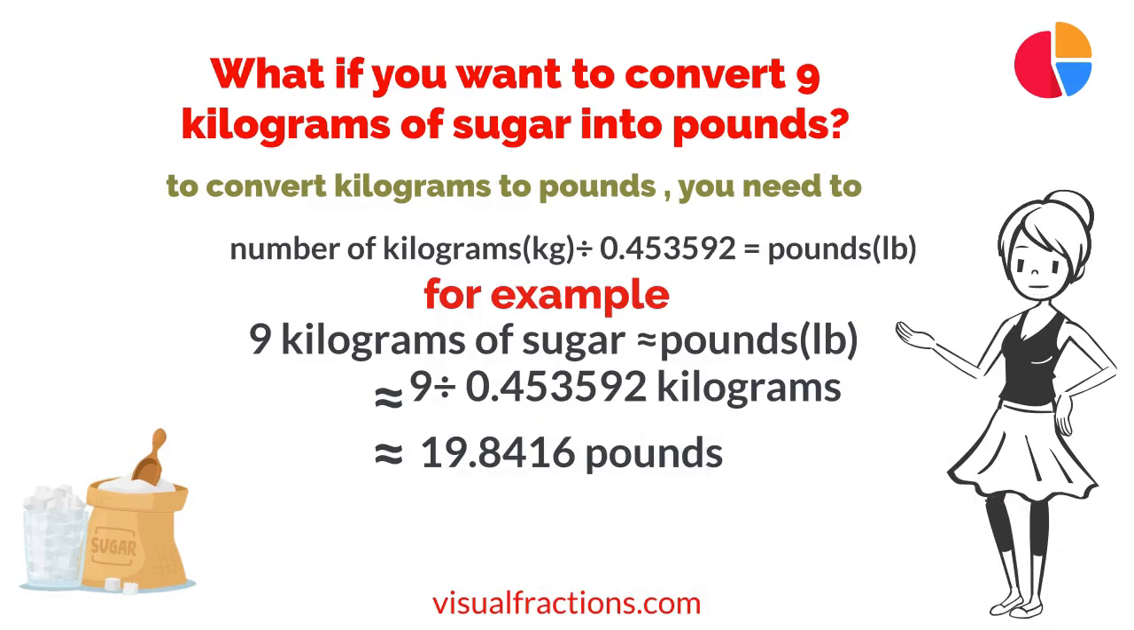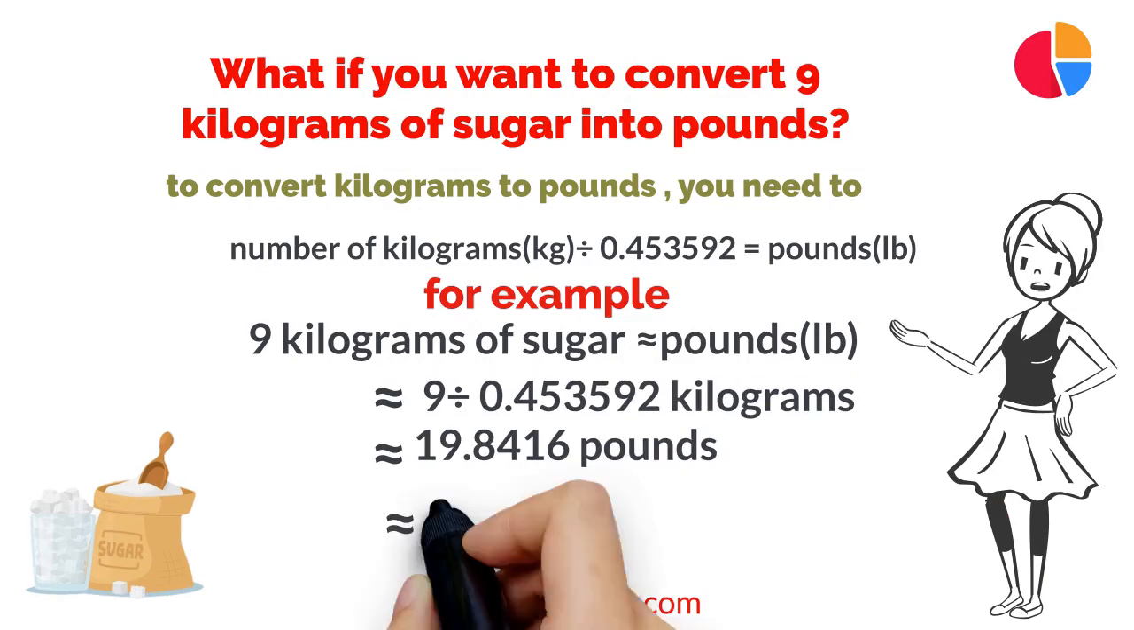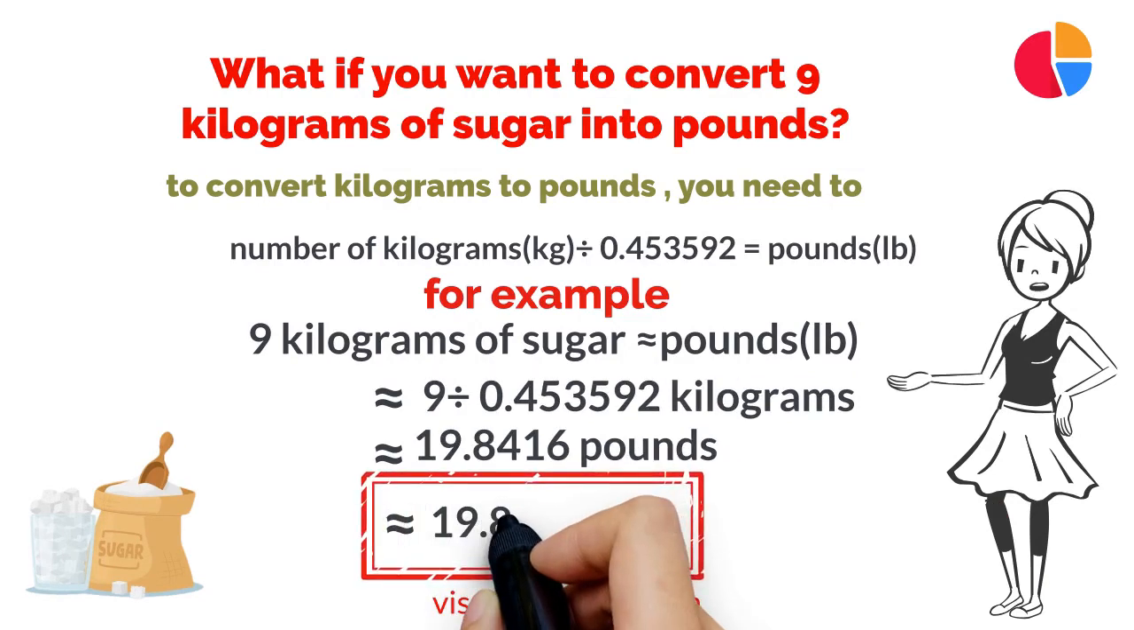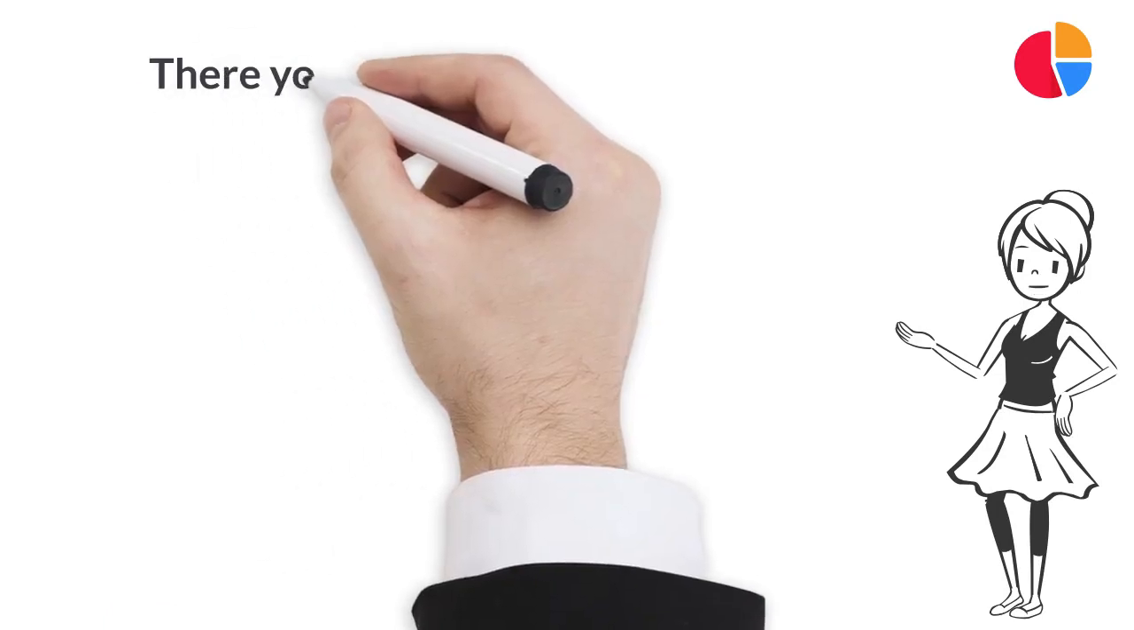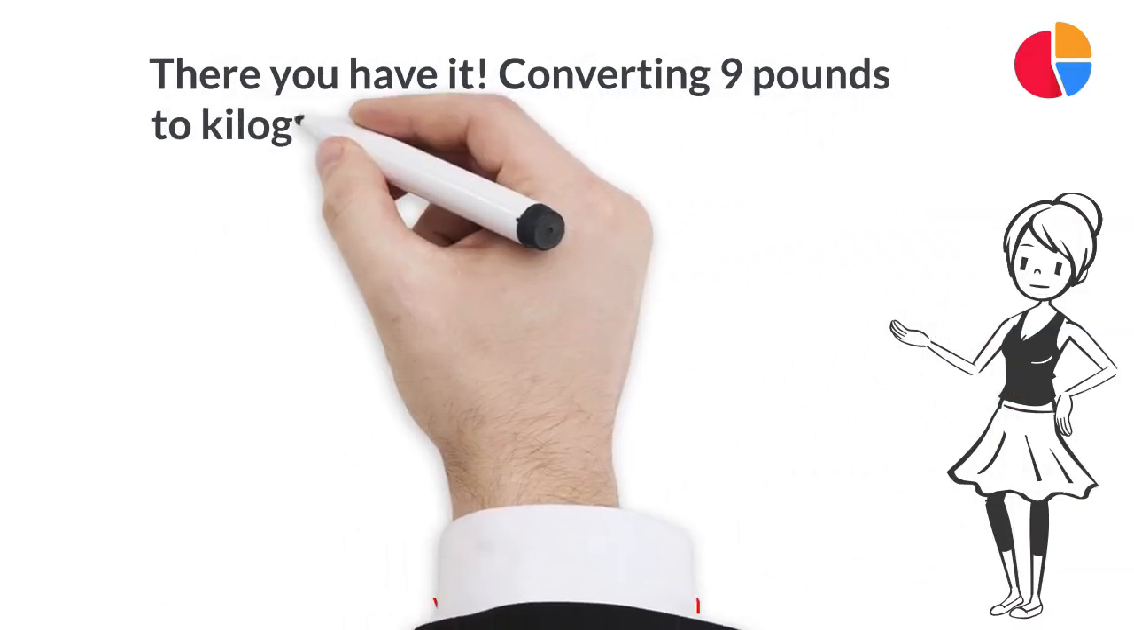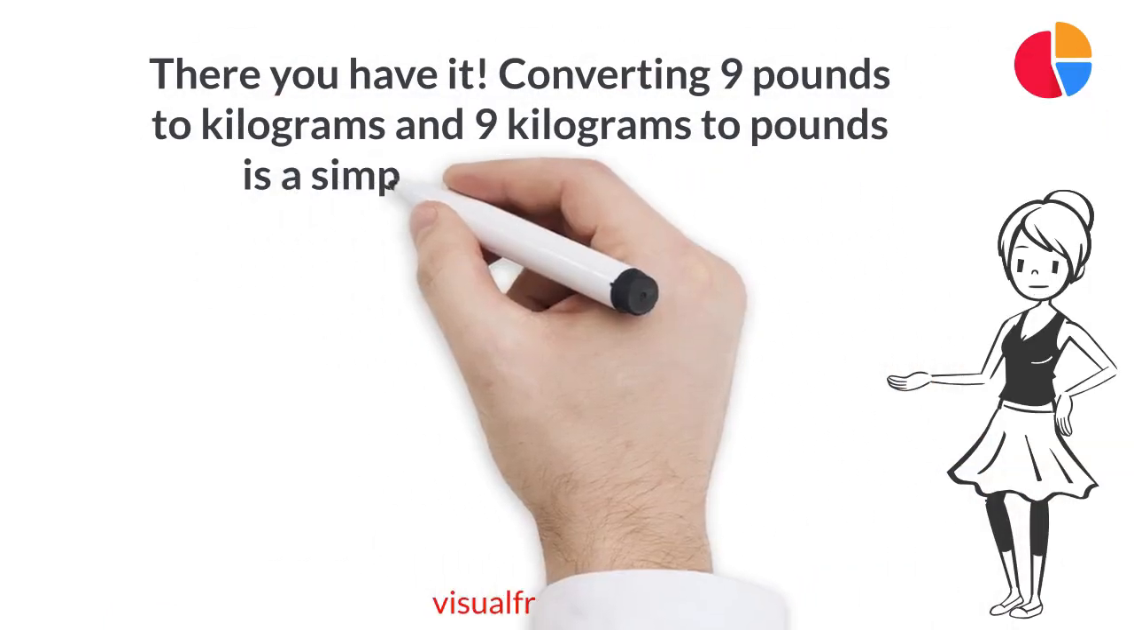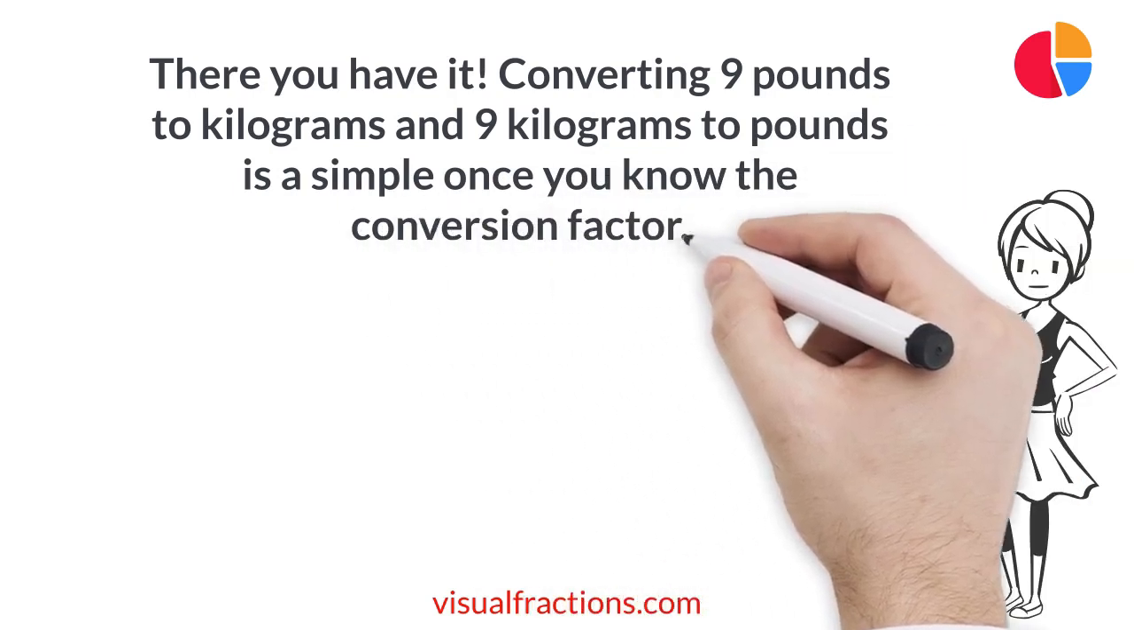Remember to round this number to the nearest hundredth, so our final answer is approximately 19.84 pounds. And there you have it. Converting 9 pounds to kilograms and 9 kilograms to pounds is simple once you know the conversion factor.